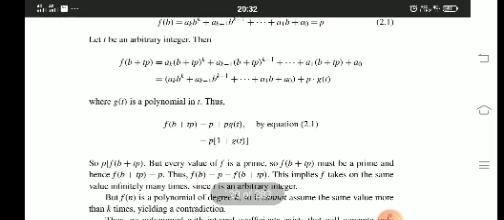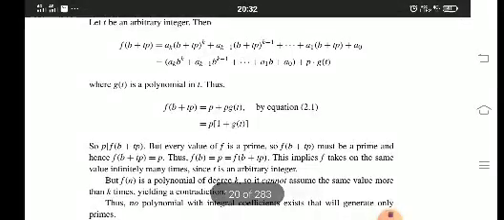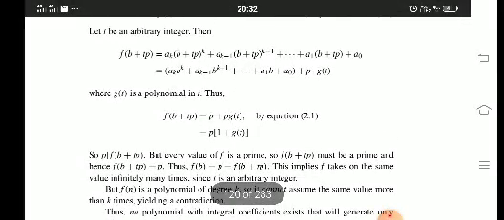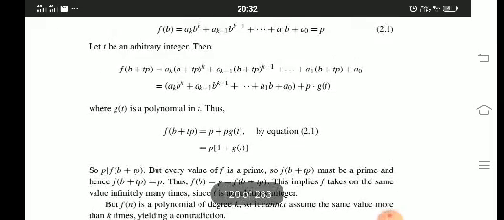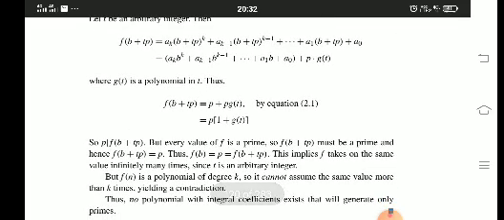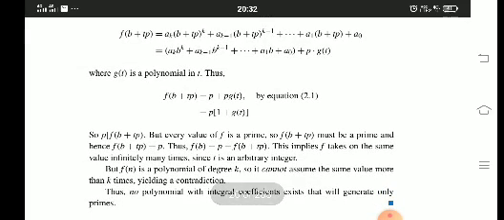Let t be an arbitrary integer. Choose an arbitrary integer t. Then consider the function f(b + tp), where p is prime. Therefore f(b + tp) = a_k (b + tp)^k + a_{k-1} (b + tp)^{k-1} + etc. + a_1 (b + tp) + a_0.